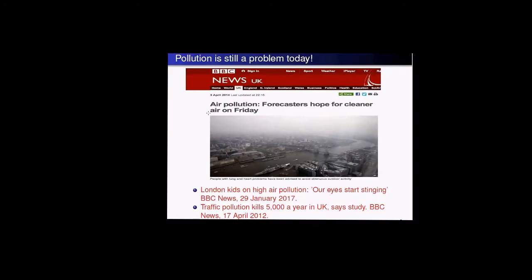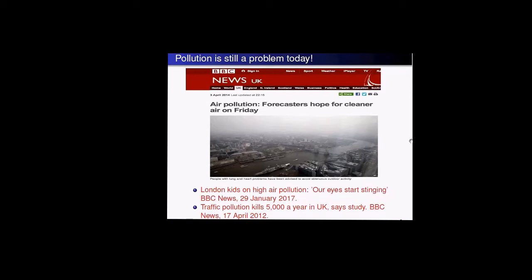Pollution is still a problem today. This slide is a news clipping from BBC News: Air pollution, forecasters hope for cleaner air on Friday. This particular episode was pollution blown in from Saharan dust, and forecasters were predicting that the dust storm would clear by Friday. There are other headlines like, London kids on high air pollution, our eyes start stinging. That's BBC News in January 2017, and so on.